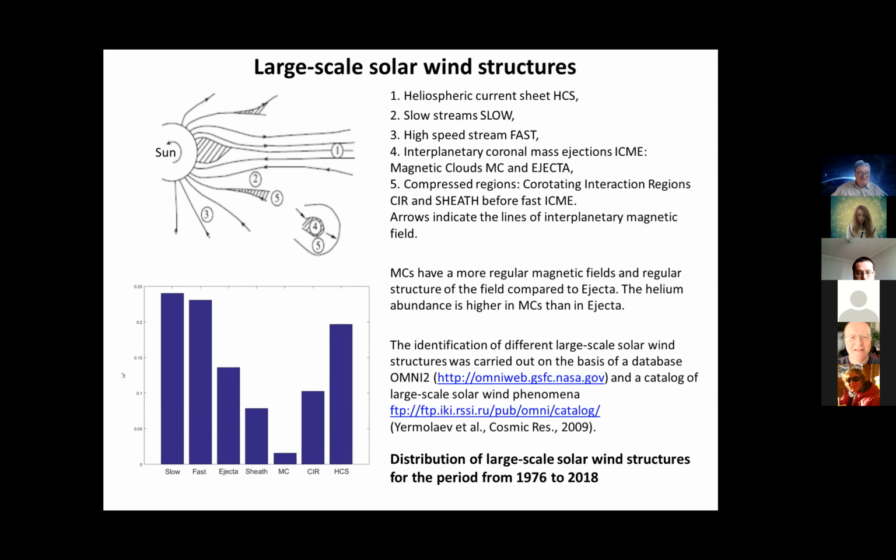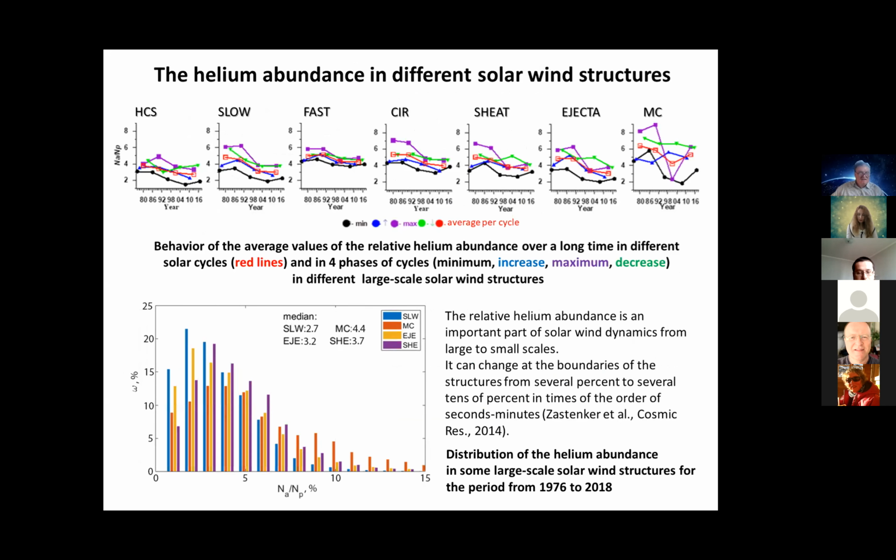The differences between the two types of coronal mass ejection are rather conditional. Magnetic clouds have a highly rotating magnetic field, while ejecta don't have a regular structured field. The upper figures on the slide show the average helium abundance in different wind structures. The red lines show values for different solar cycles.